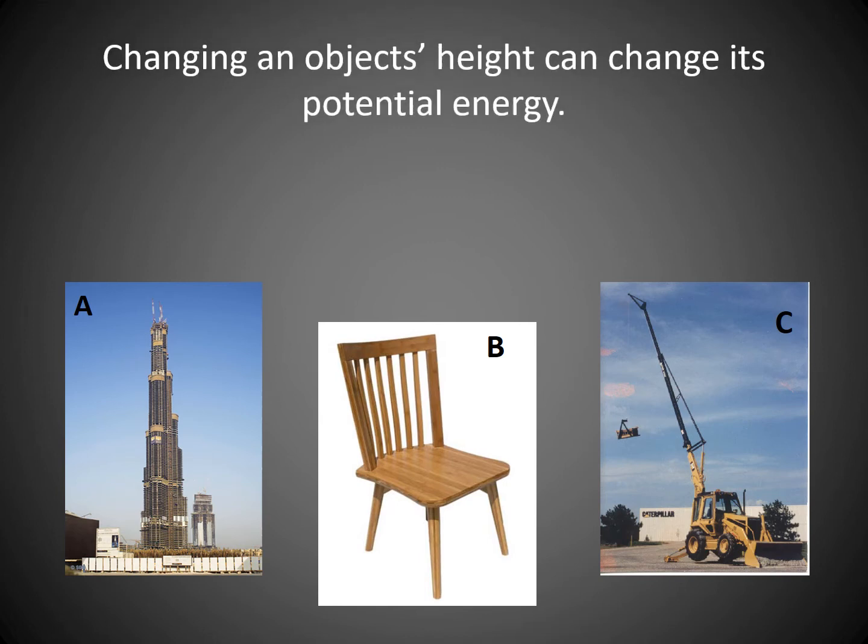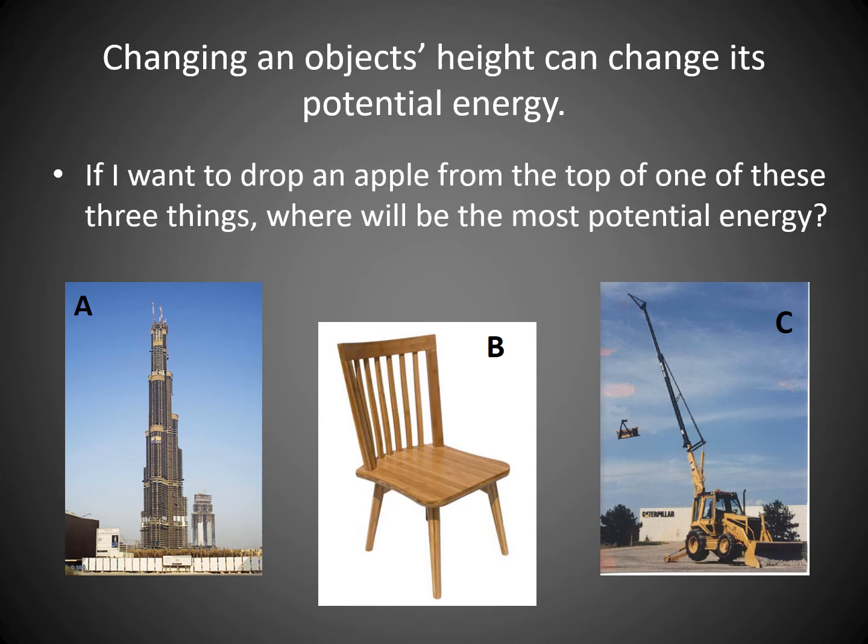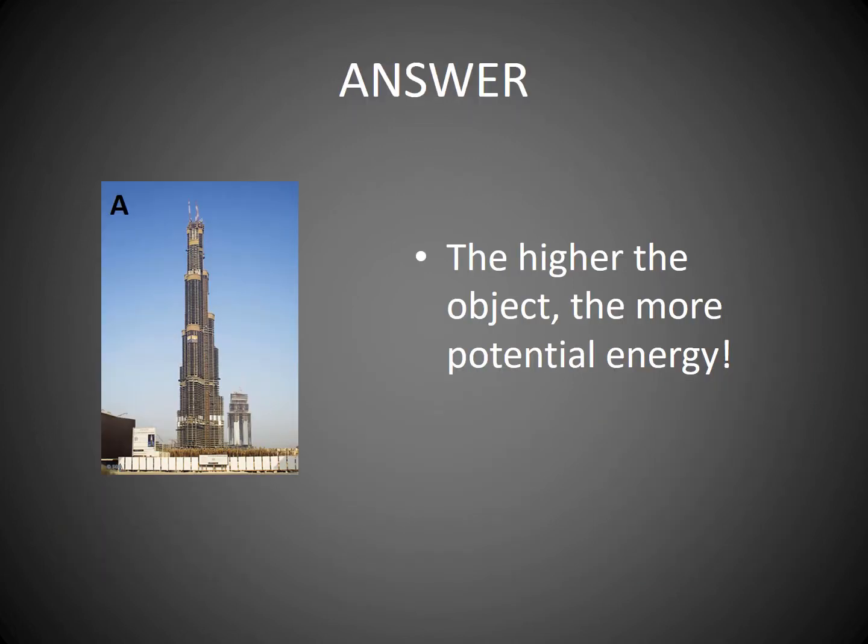What about these? So changing the object's height can change its potential energy. So if you want to drop an apple from the top of one of these three things, where would you get the most potential energy? Well, if you said A, the top of the high building, that was higher than anything else. The higher something is, the greater the potential energy. So dropping an apple from this tower would definitely give it the greatest gravitational potential energy.